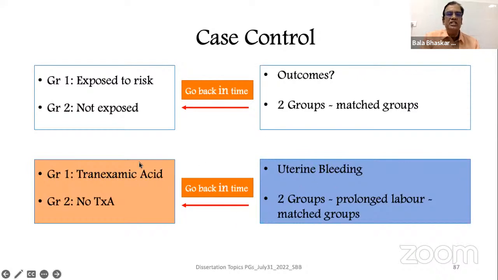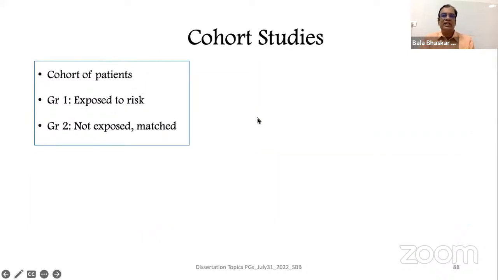What you try to do is see how many of the patients in the tranexamic acid group had uterine bleeding or not, and how many of the control group had uterine bleeding or no uterine bleeding, as compared to the tranexamic acid group. This is something like a case control study. Or we can have cohort studies. Okay, it is prospective generally.